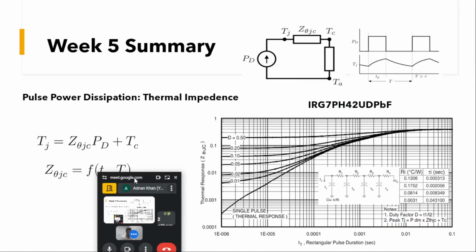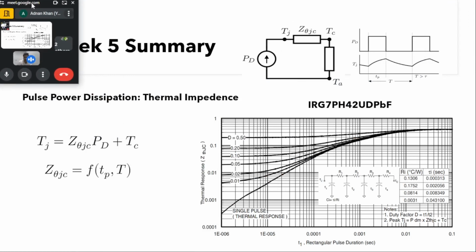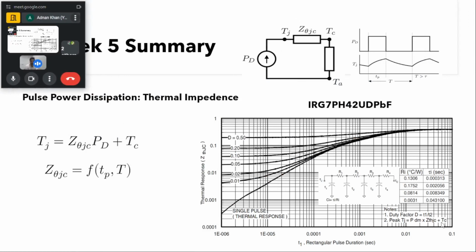So coming to this, for this network, if you can see here, this is the part number IRG7PH42UDPBF, part number of the MOSFET. And for this MOSFET, there is this graph that is being provided. And also you can see here there is a core network that is being provided, and the values of these R1, R2, these time constants, Ri and Ti are provided.